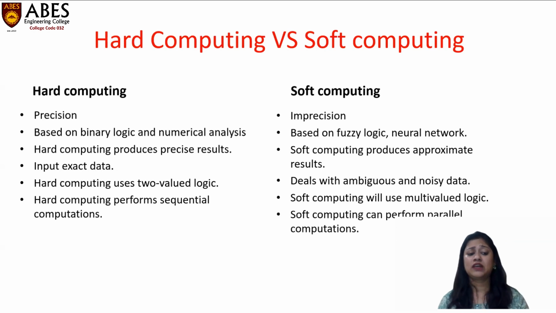Whereas in hard computing, they use two-valued logic. Soft computing can also perform parallel computation. We talked about sequential computation in hard computing, where one step has to be followed, then the second. In soft computing, we can do parallel computing. If I start one task and run with it, in the same task I provide the learning and get a different solution for the same problem.